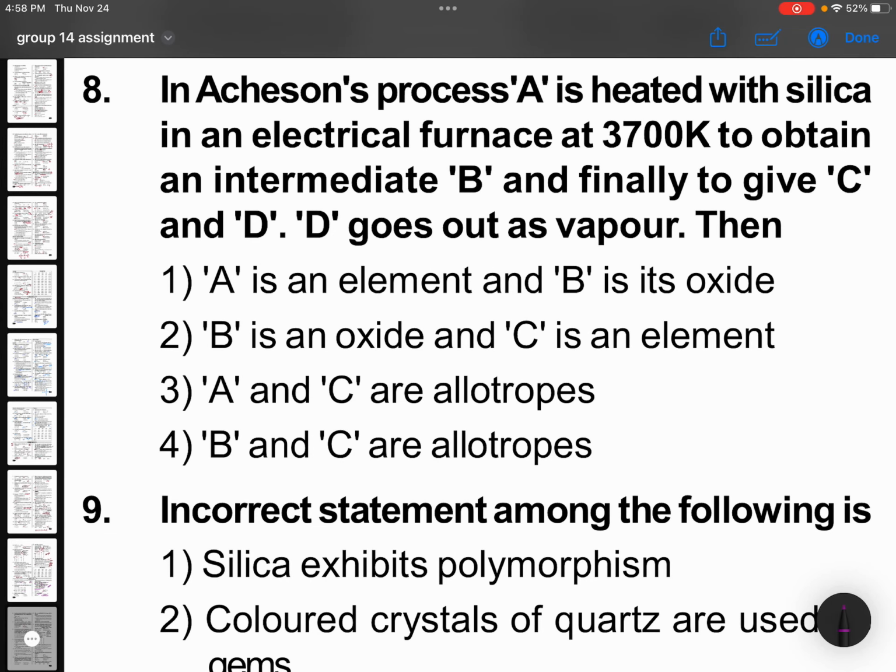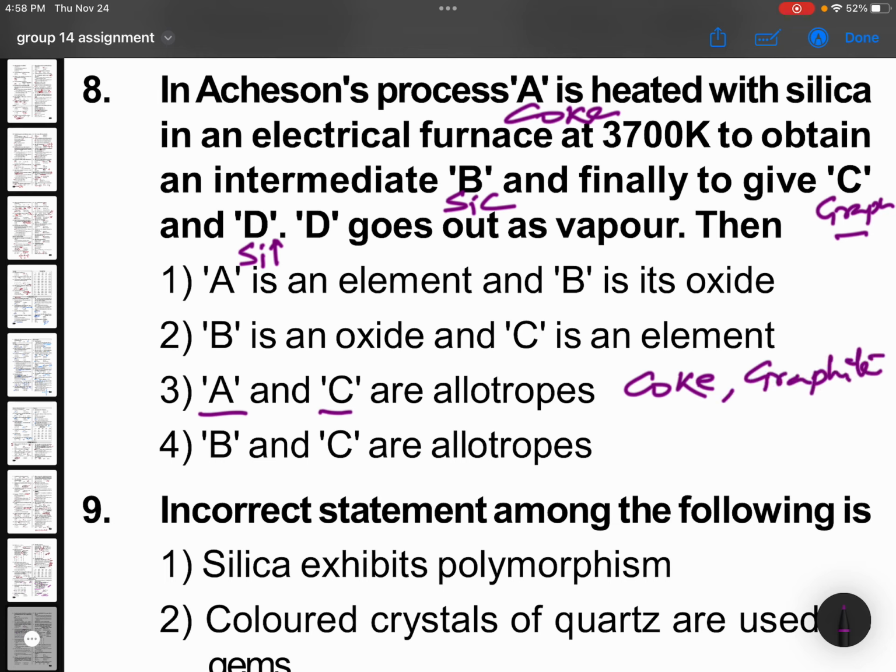In the exchange process, A is heated with silica, A means coke, and what is asked is to obtain intermediate compound B. Intermediate compound is silicon carbide. And finally to give C, graphite. And D goes out as vapor, meaning silicon. What is asked? A and C are allotropes. A is coke, C is graphite, allotropes. Interesting, good question. But the exchange process is not there now in the syllabus.